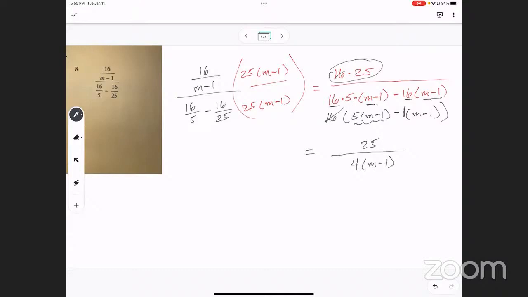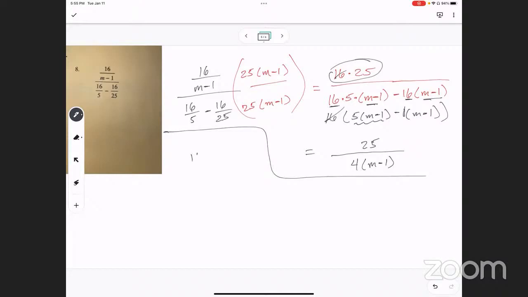Okay, that's one way to do it. That's the way I would do it. Another way to do it, which you're welcome to use, but I don't know how your teacher taught it to you, is to get common denominators in the bottom. So that's method 1.